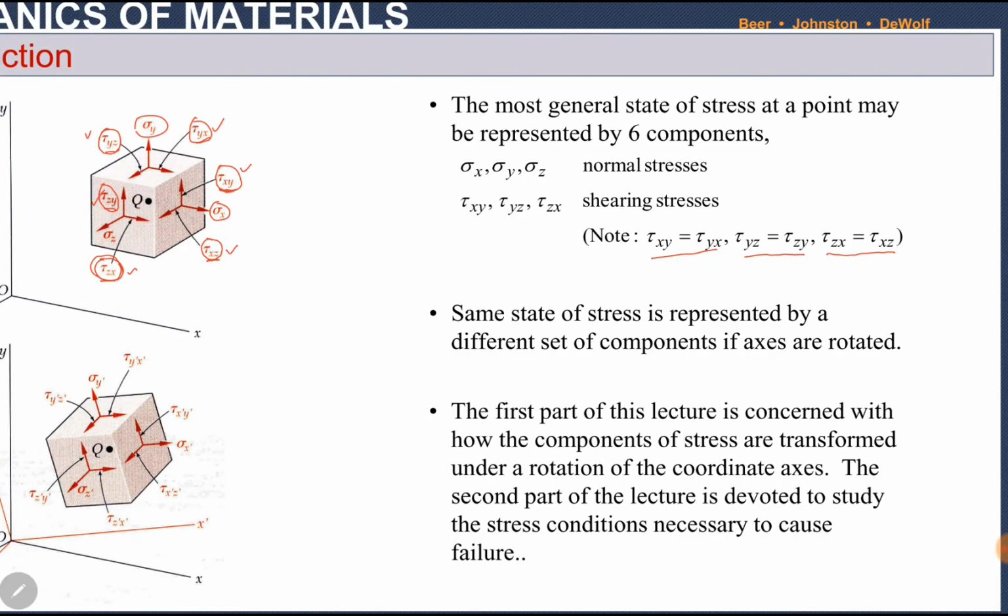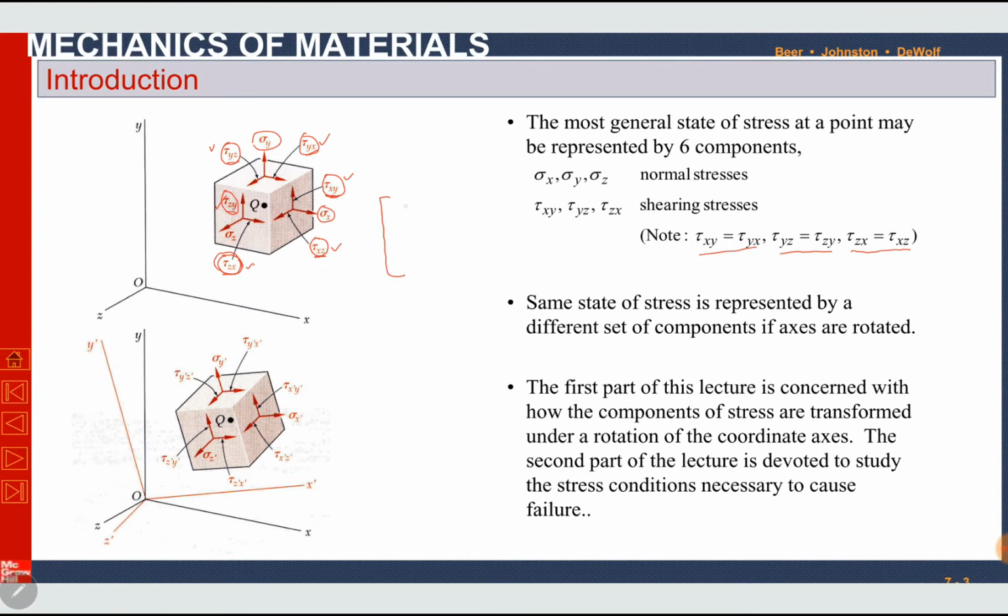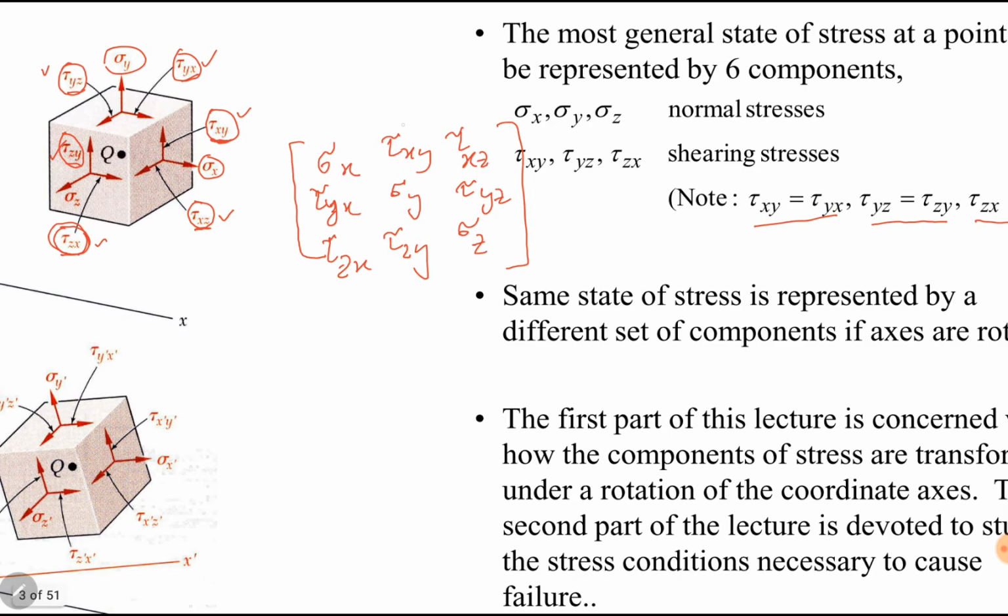We can write them in the form of the famous stress tensor, where the diagonal components are denoted by normal stresses and the non-diagonal components are denoted by shearing stresses. You know this stress tensor very well. The diagonal components are normal stresses. Here the corresponding members, for example tau xy and tau yx, are equal to each other. Tau xz and tau zx are the same. Tau yz and tau zy are the same. So this is a symmetric matrix, actually a 3 by 3 symmetric matrix.